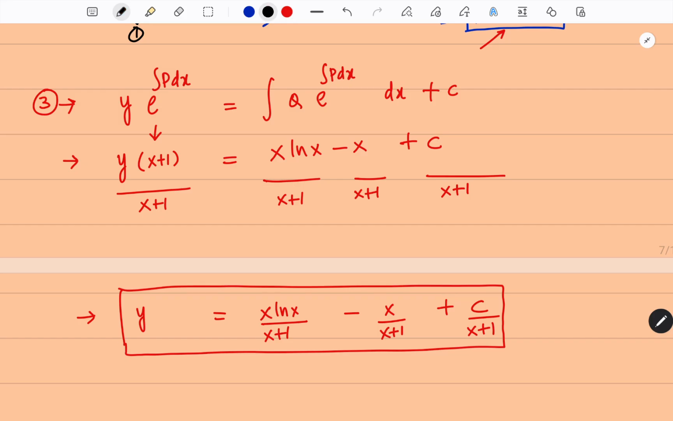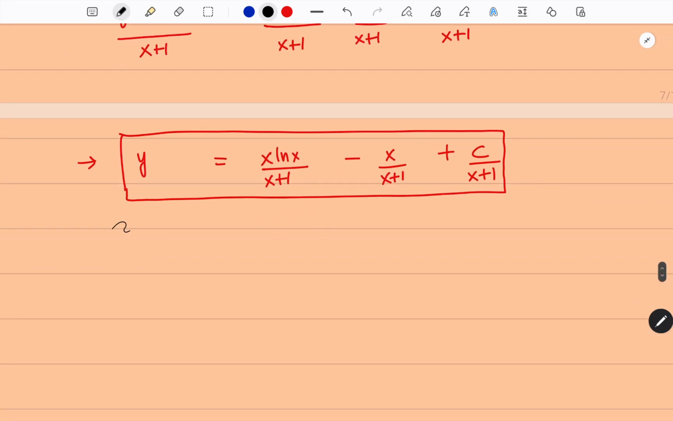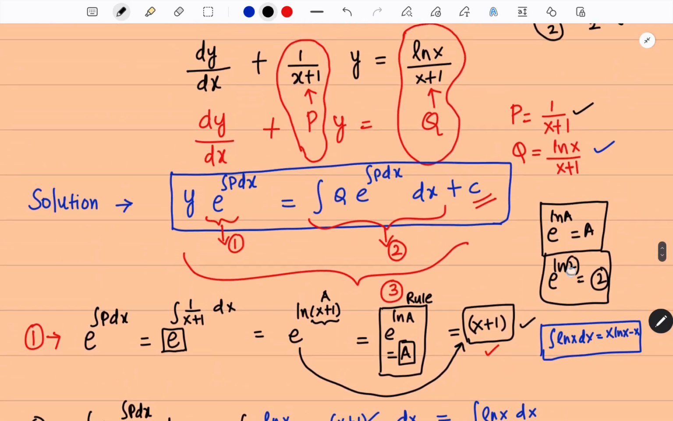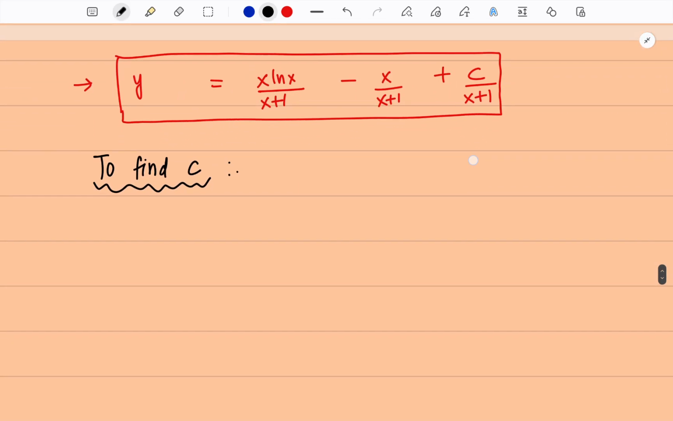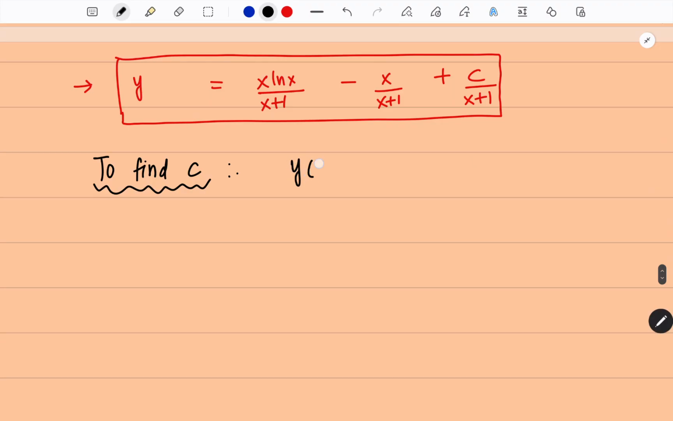Now we are going to find c. To find c, we need to use the condition. What is the condition given? Let me go to the question and find out. y of 1 is equal to 10. Which means y equals 10 and x equals 1.